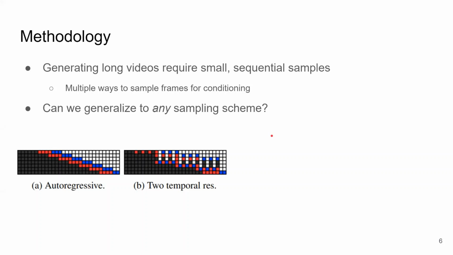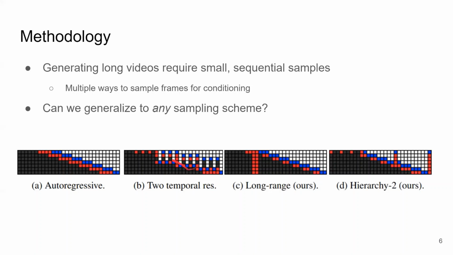Again, to get a larger temporal receptive field. So these are two sampling schemes that are known and have been used in previous papers and other generative methods. And in this paper, they also provide some other types of sampling schemes, which they denote long range and hierarchy too. We'll discuss these later, but the idea is that there are multiple ways you can choose conditioning frames and sampling frames to generate a video.